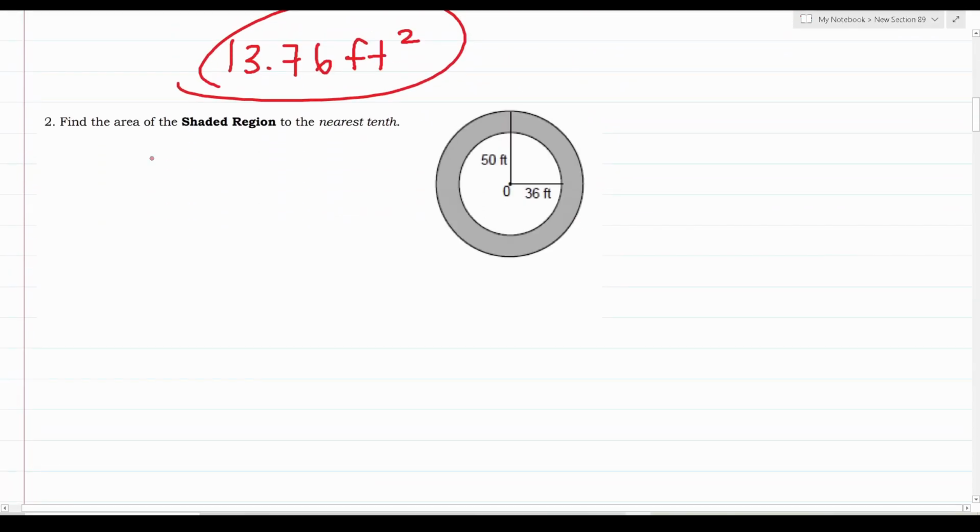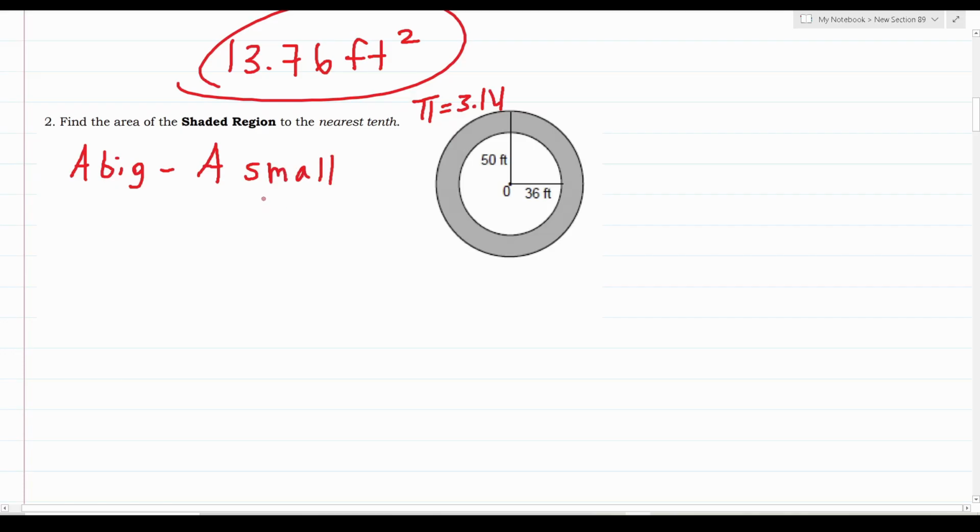So this one says find the area of the shaded region to the nearest tenth. Again, we're going to let pi be 3.14. So let's just take note of that. In this case, it should be obvious that we're working with a big circle and a smaller circle inside of it. So to find the area of the shaded region, we're going to do area of the big circle minus the area of the small circle.